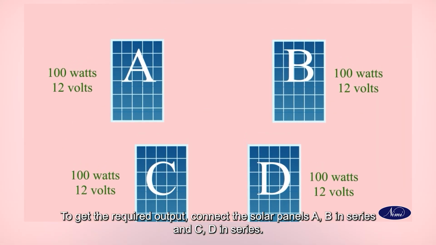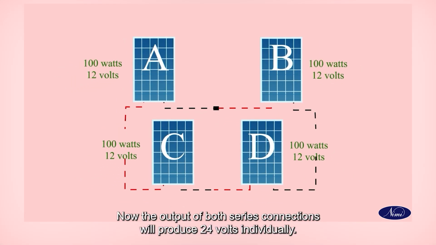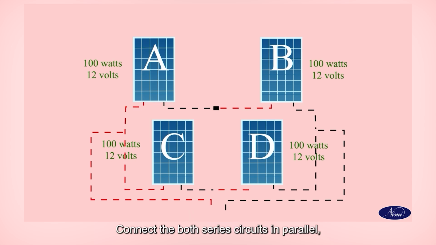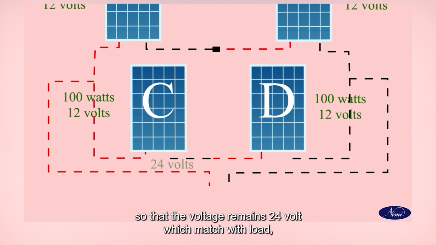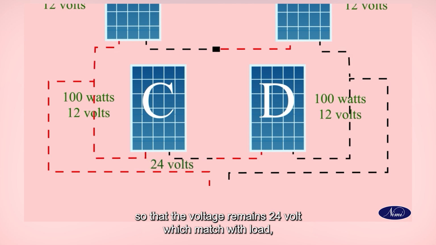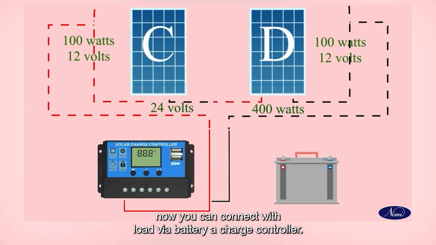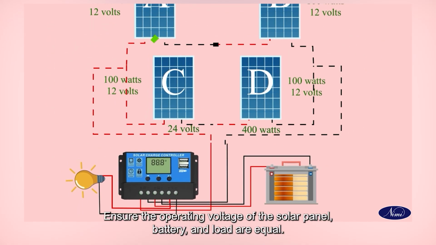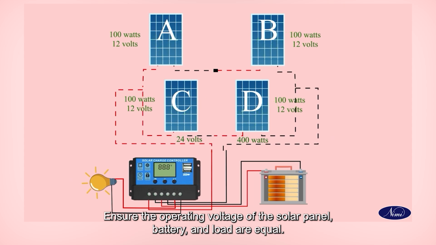To get the required output, connect the solar panels A, B in series and C, D in series. Now the output of both series connections will produce 24 volts individually. Connect both circuits in parallel so that the voltage remains 24 volts, which matches the load, and the total wattage also becomes 400 watts. Now you can connect to the load via a battery or charge controller. Ensure the operating voltage of the solar panel, battery and load are equal.